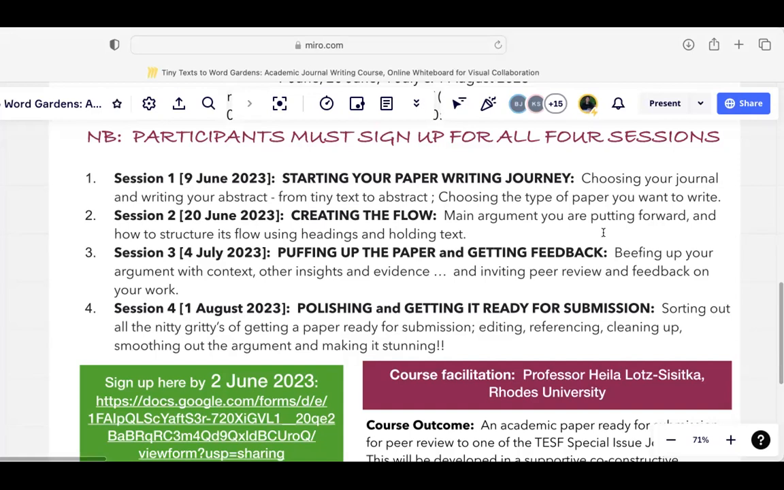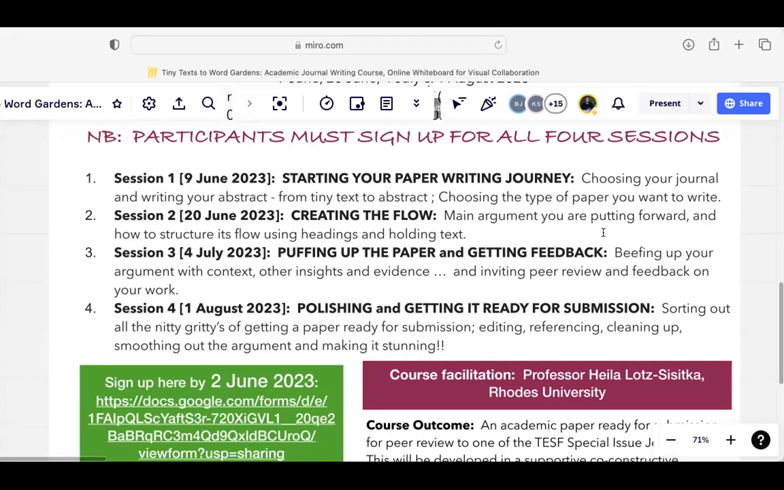In other words, we'll be building the paper outwards, puffing it up, getting more into it, tightening it up, getting the detail together, get some feedback on what you're doing, beef up your arguments, bring evidence in, bring other insights from literature in, and then we'll invite peer review and feedback on your work. And we'll make peer review teams. In other words, we'll use each other to peer review our work. And then by the 1st of August, you should be ready with a much better draft of your work. And then we'll talk about how do you then polish it up and get it ready for submission.